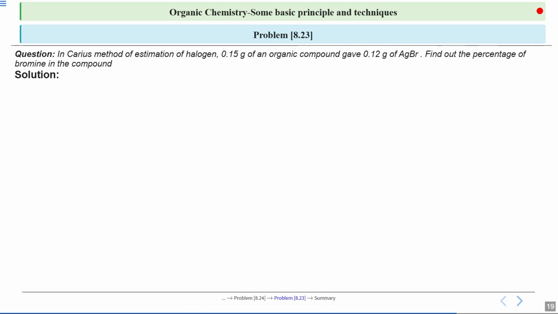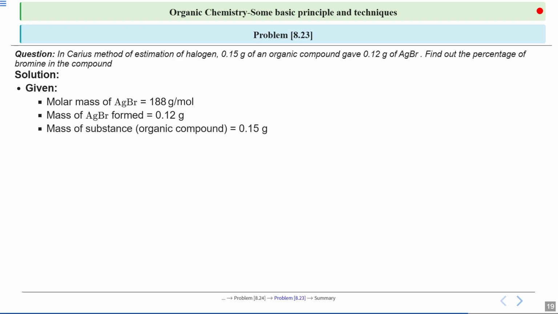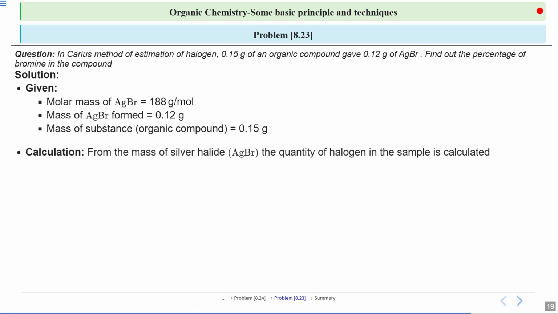Next, we write this given data. Let us say the molar mass of AgBr is 188 gram per mole, we know it. Then the mass of AgBr formed will be 0.12 grams. After that, the mass of the substance, which is the organic compound, will be 0.15 grams. So, how do we calculate it?